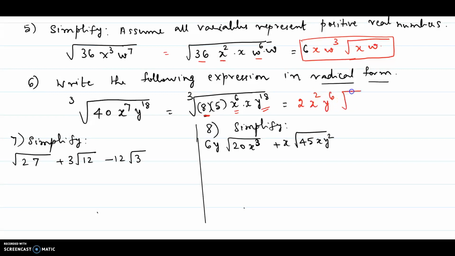We'll write out the left out terms inside the radical. Don't forget to put the cube root outside. So 5 is left out. X is also left out. So it is 2x squared y to the power 6 times cube root of 5x.